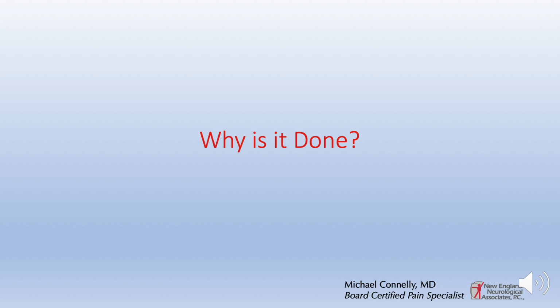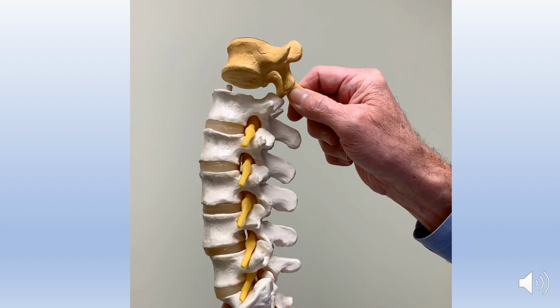In order to understand why we do transforaminal steroid injections, we'll take a look at some anatomy to help you understand the reasons behind the procedure in terms of inflammation. This is a view of your spine looking at it from the side, and then if we rotate the image, we can get a better picture looking at it from a cross-sectional point of view to help understand what's going on inside the spinal canal.